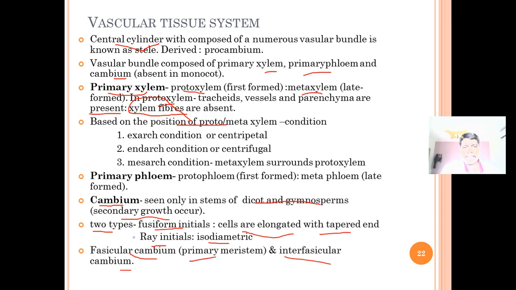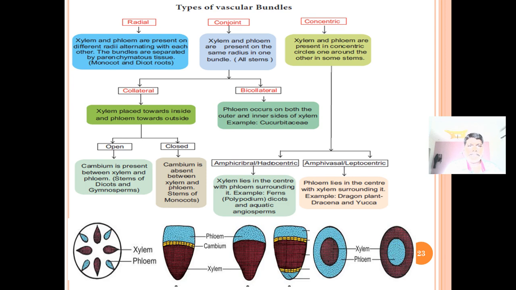That cambium is a primary meristem. So, during the time of secondary growth, what will happen? Some of the medullary cells will become active and form cambium. That cambium is the interfascicular cambium. So, next, the types of vascular bundles.